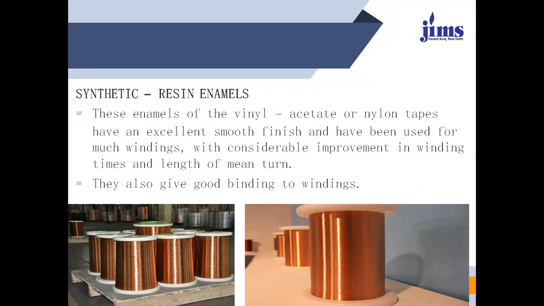Next are the synthetic resin enamels. These enamels of vinyl acetate or nylon tapes have an excellent smooth finish and have been used for many windings. With considerable improvement in winding times and length of needle turn, they also give good binding to windings. So we provide this type of insulation over the winding so that the windings will be properly insulated and never touch each other. The synthetic resin enamel is provided over the winding, and the winding will be thinner in nature.